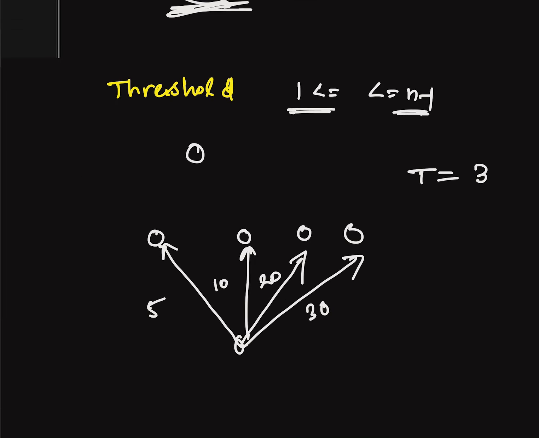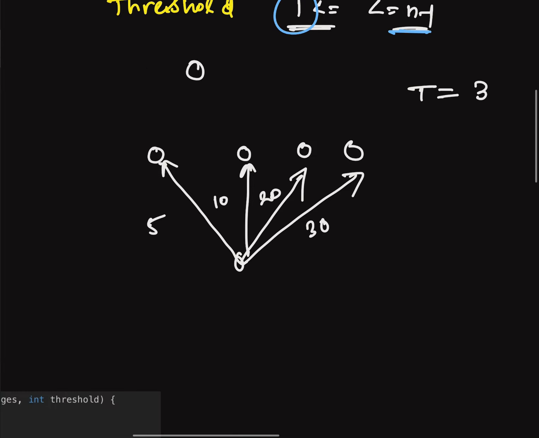So the threshold value can be between 1 and n minus 1, right? It should be at least 1, the minimum is 1. Suppose this is the situation: this is our node 0, these are some intermediate nodes, and this is your target node.